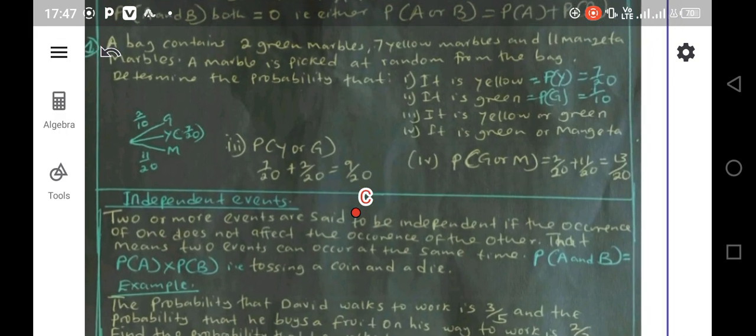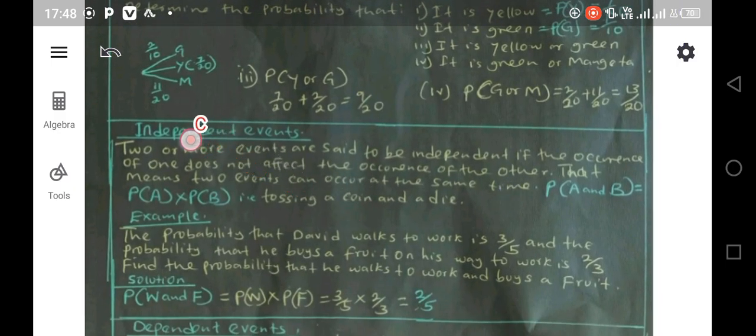Now, another example of a mutually exclusive event is getting a head or a tail in tossing a coin. So if you get a head, that is going to exclude a tail, or if you get a tail, that's going to exclude what? A head.